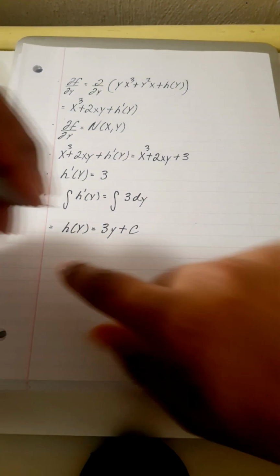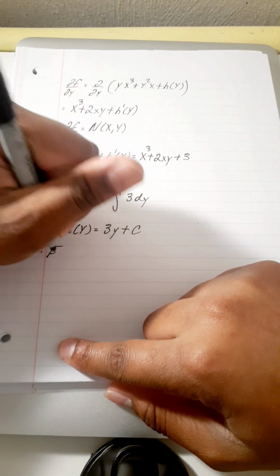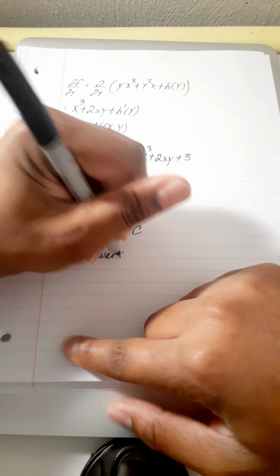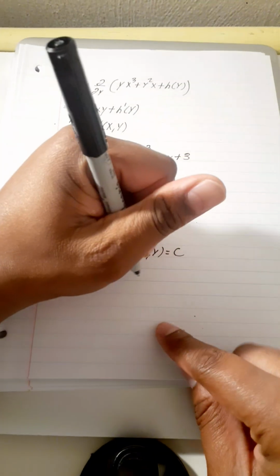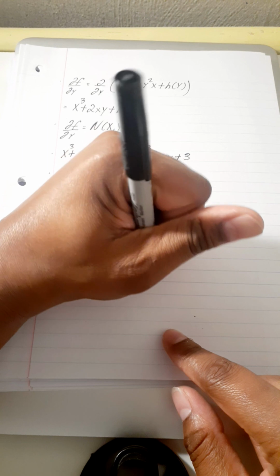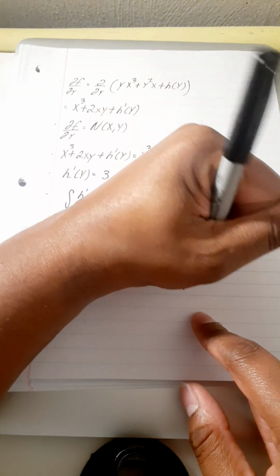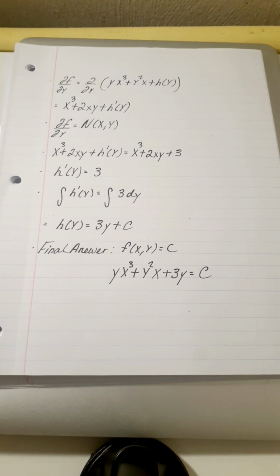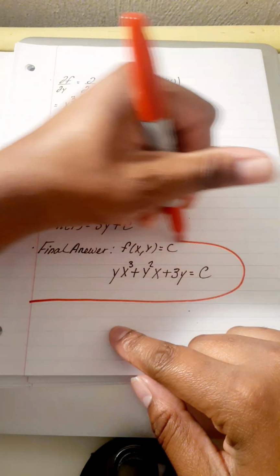Okay, so we can go ahead and write our final answer in the correct form. Remember, your solution will take this form. The final answer here is just going to be y times x cubed plus y squared x plus 3y, and that's going to be equal to c. And that's your answer, so let me circle that for you. And that's how you solve it.